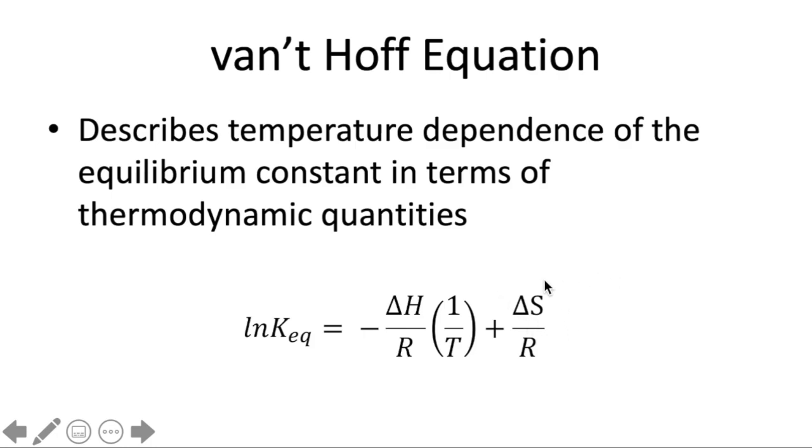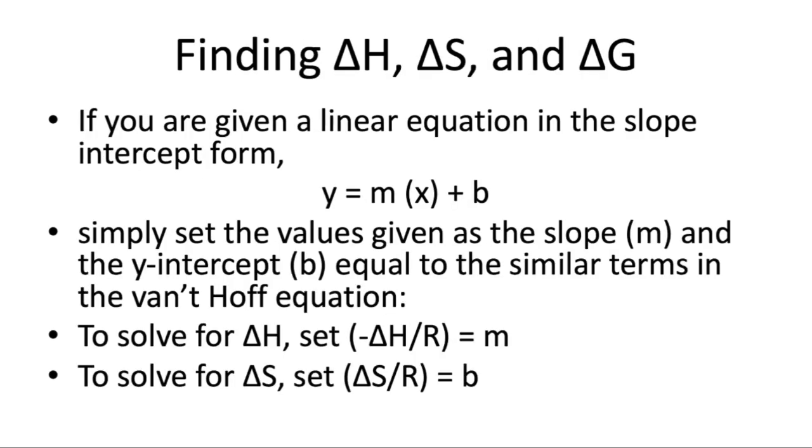And we can actually calculate the values of delta H and delta S if we have data along this line, plotted ln K versus 1 over T. We just use the slope to be negative delta H over R and the intercept to be delta S over R.